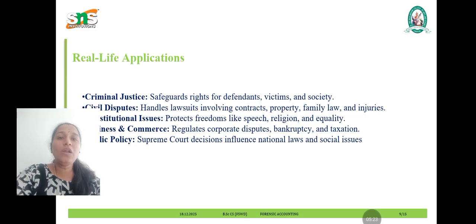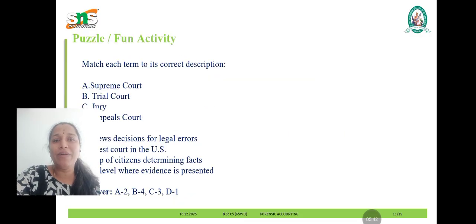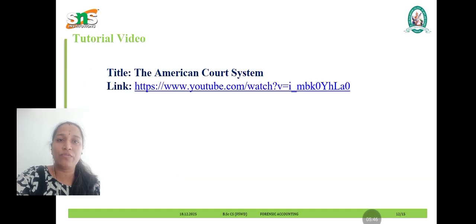Along with this, I have a mind map covering what I said: federal courts and state courts, which come under appeal and district courts and the state supreme courts. The trial courts go with due process and rights, and this comes under civil and criminal cases. I have also given a fun activity using puzzles for your reference.